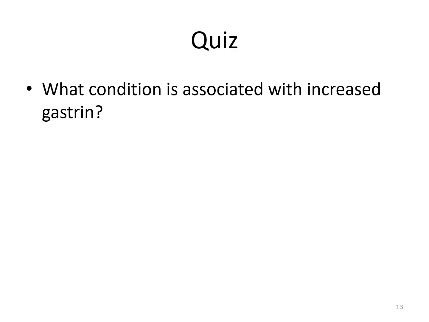All right, another quiz. What condition is associated with increased gastrin? That is Zollinger-Ellison syndrome, duodenal ulcers, and gastric ulcers. There is increased gastrin.